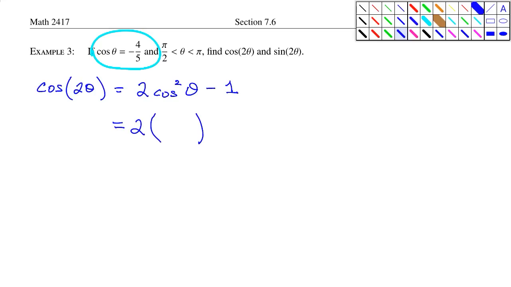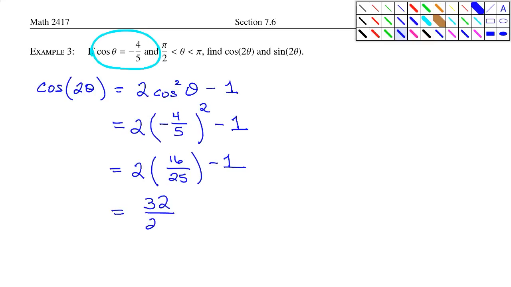We know that the cosine of theta is negative 4/5, and then that has to be squared, minus 1. We have to square first, order of operations. So that would be 16 over 25. The 2 only multiplies into the numerator. So we get 32 over 25 minus 1. Here's a little trick that you can use. Multiply 25 times 1 and then subtract that from 32. So basically 32 minus 25 is 7. So the cosine of 2 theta is 7/25.